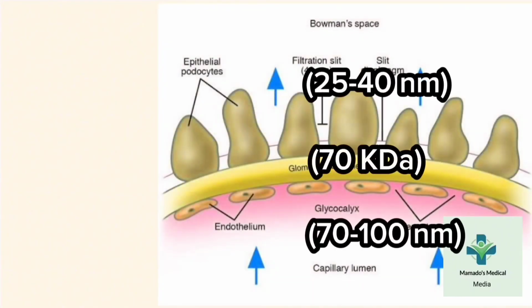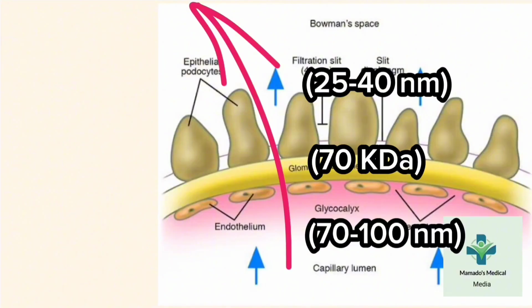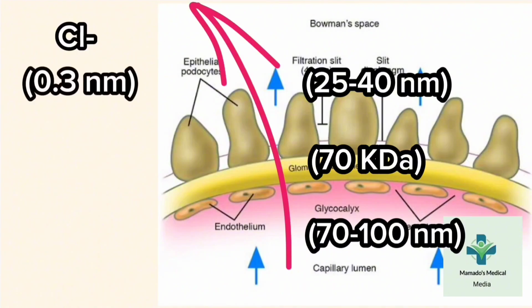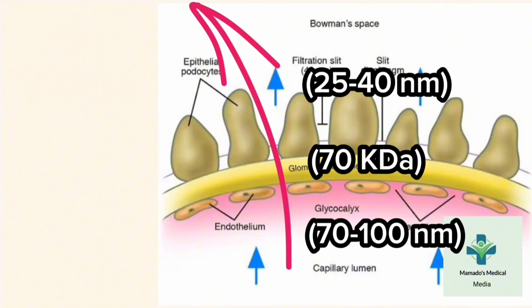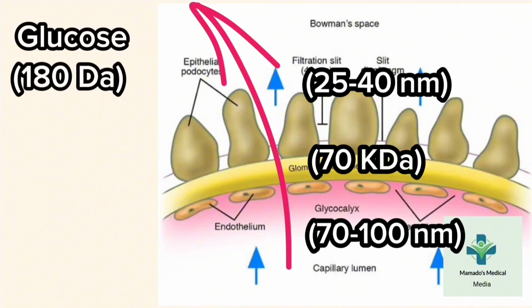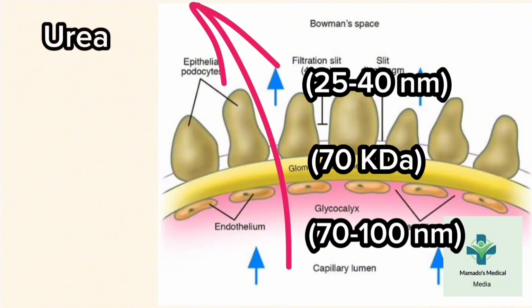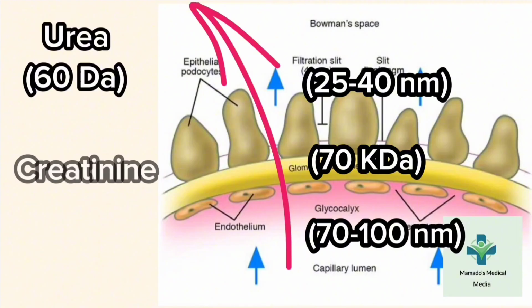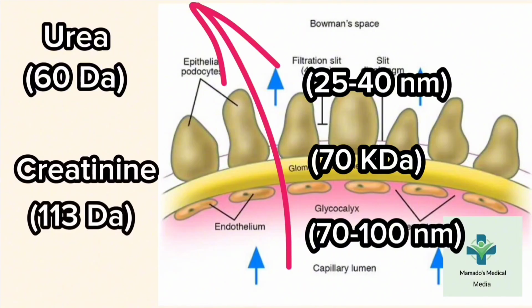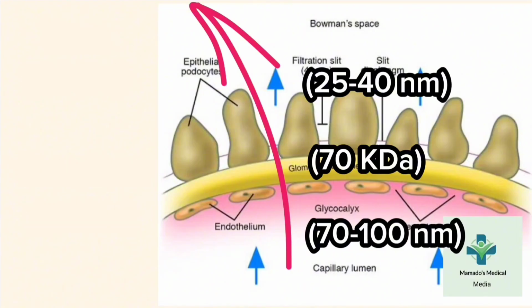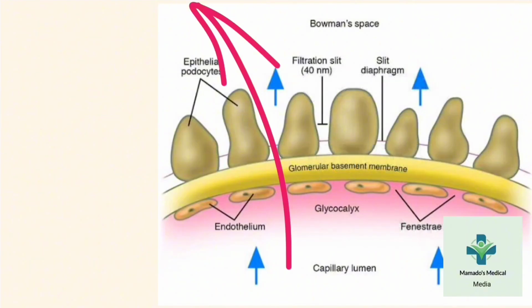Small molecules like water, 0.3 nanometer, sodium ions, 0.9 nanometer, and chloride ions can pass through easily. Even though chloride is negatively charged, it's so small it sneaks by. Same for glucose, 180 daltons, urea, 60 daltons, and creatinine, about 113 daltons. All small, all able to filter through the membrane smoothly.